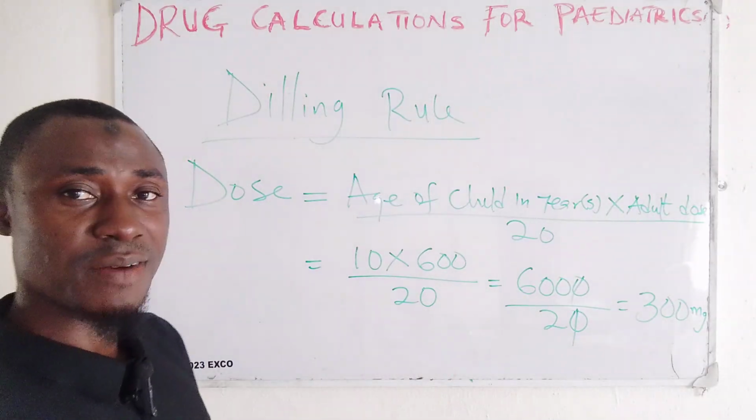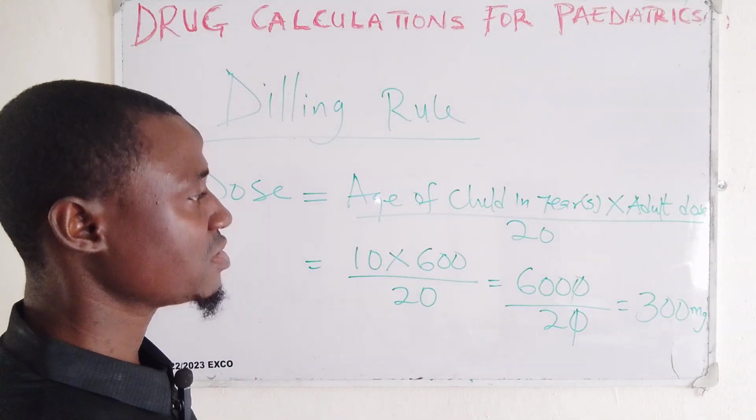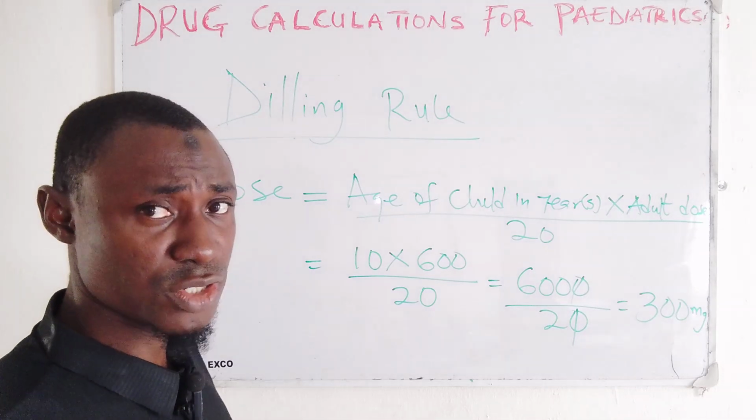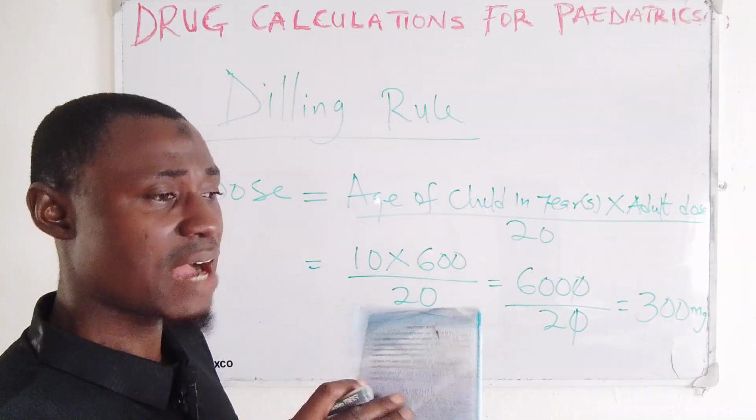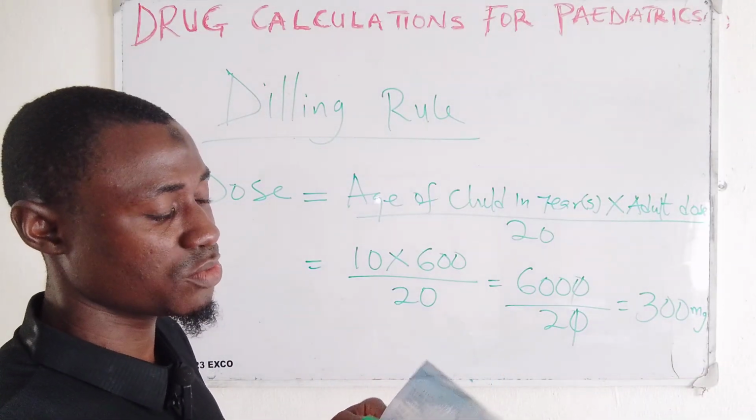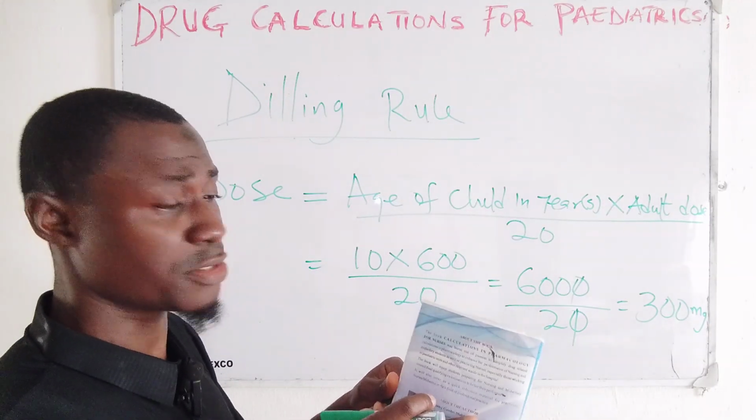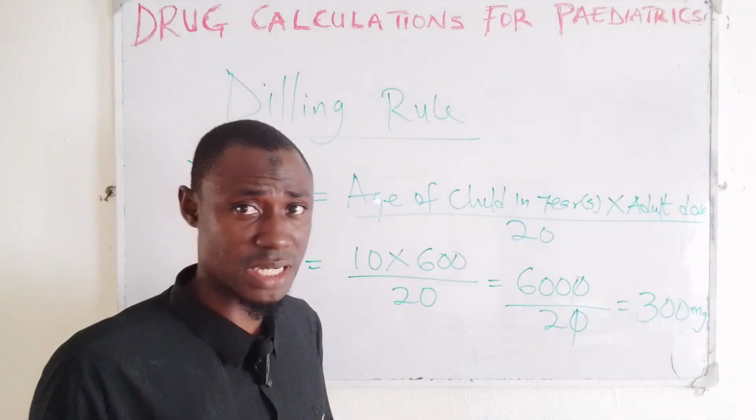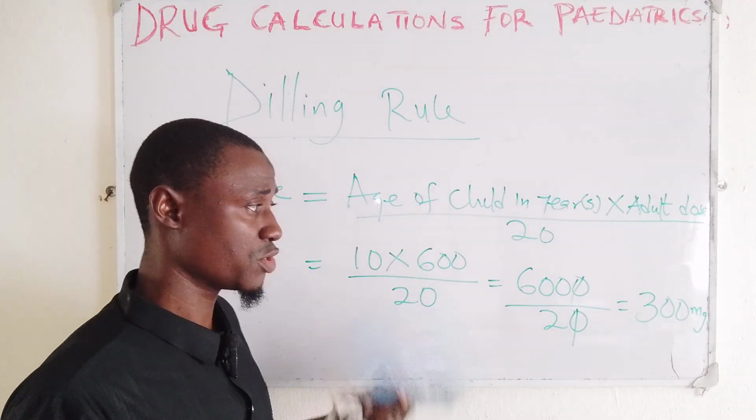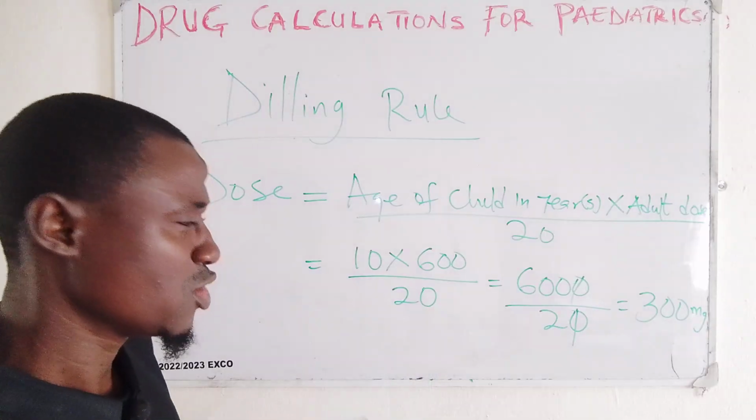So this is basically how to go about Dilling's rule. I believe it's so simple, but if you want to lay your hands on more practice questions, in this book you can have access to it. If you are interested, we can also make it available to you. We have a section where you can practice some of these questions. We have a lot of questions with regards to all of these rules, but it's not more than this.